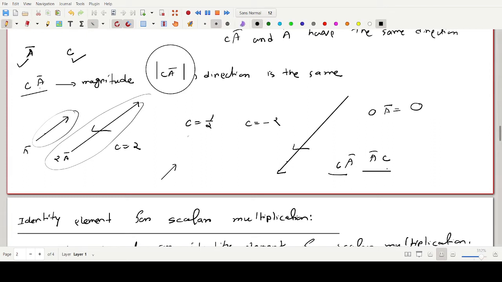CA and AC, are these the same? That is, are they equal? Sir, I guess it is equal. Yes, sir, it's equal. Equal.